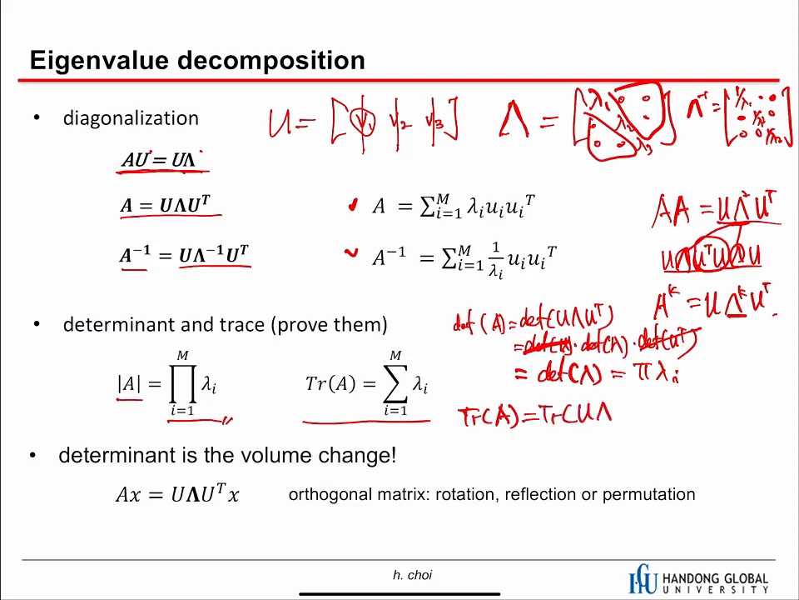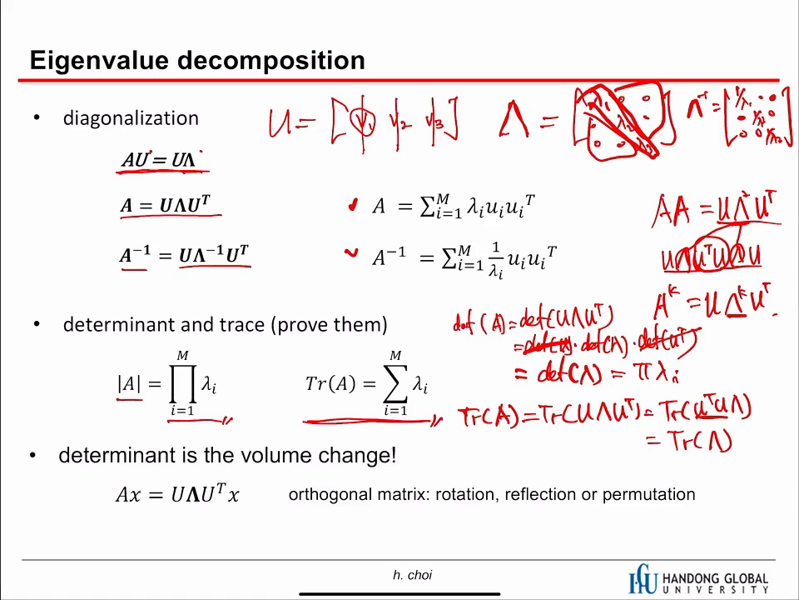Trace of A is trace of U lambda U transpose. When we calculate the trace of a matrix multiplication, then we can actually rotate. So trace of U transpose U lambda. And that one is actually trace lambda, because U transpose U is the identity matrix. So think about this lambda. We have eigenvalues on the diagonal as diagonal elements. So trace lambda is the sum of all the eigenvalues. That's it.